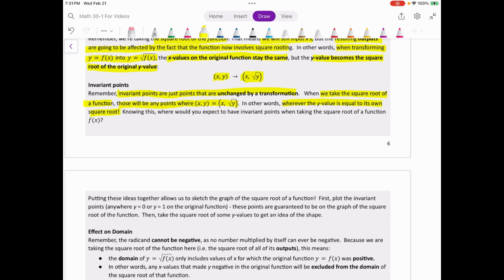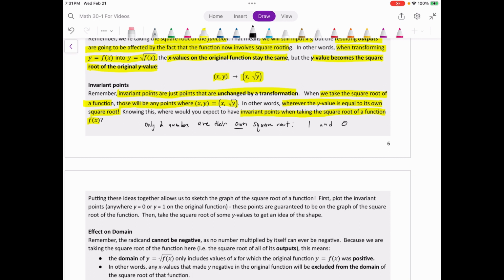So are there numbers like that? Because it's asking us here, knowing this, where would you expect to have invariant points when taking the square root of a function f of x? Well, let's think about this. Can you think of any values that if we take the square root of them, they don't change? How about I give you a hint? There are only 2 numbers that this is true for. Only 2 numbers are their own square root. Can you think of what they might be? It's 1 and 0.